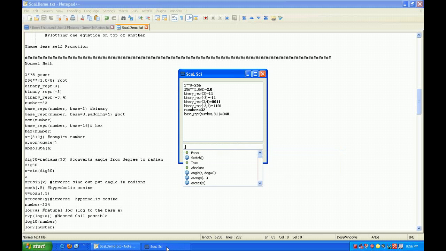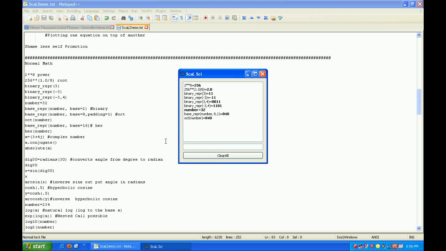We also have an inbuilt function octal that does essentially the same thing. Now it can also handle hexadecimal numbers, that is base representation with base 16, hex.